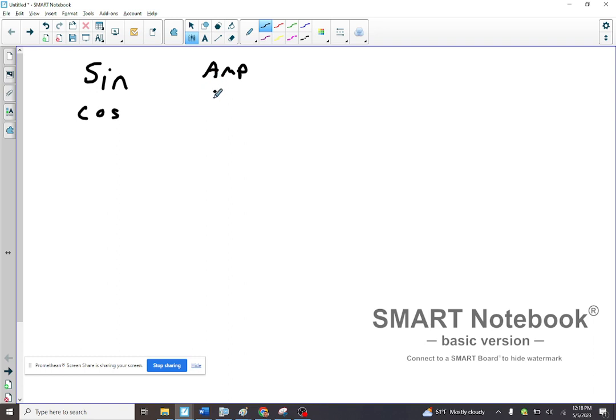The amplitude, the period, the vertical shift, the domain, and the range. Okay? So I'm putting sine and cosine together because they have the same type. Wait, what's amp? Amplitude.